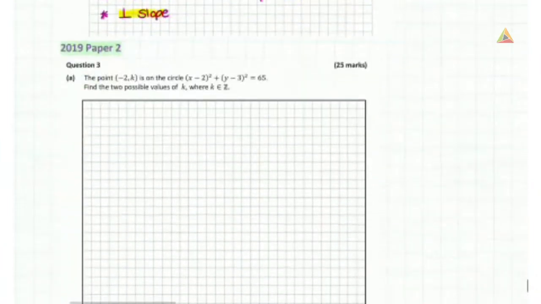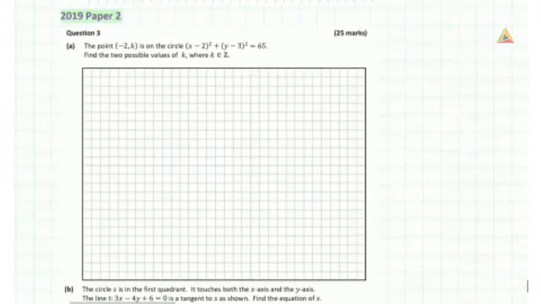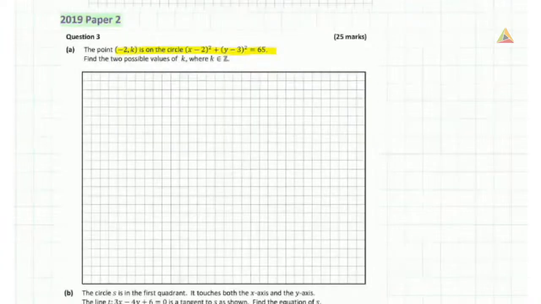Okay, moving up to 2019, paper 2, so a little bit more recent, question 3. And 2 parts to this question. The first part, the point (-2, k), they're telling us it's definitely on that circle. Find 2 possible values of k. So there's no question about it. The point definitely lies on the circle.